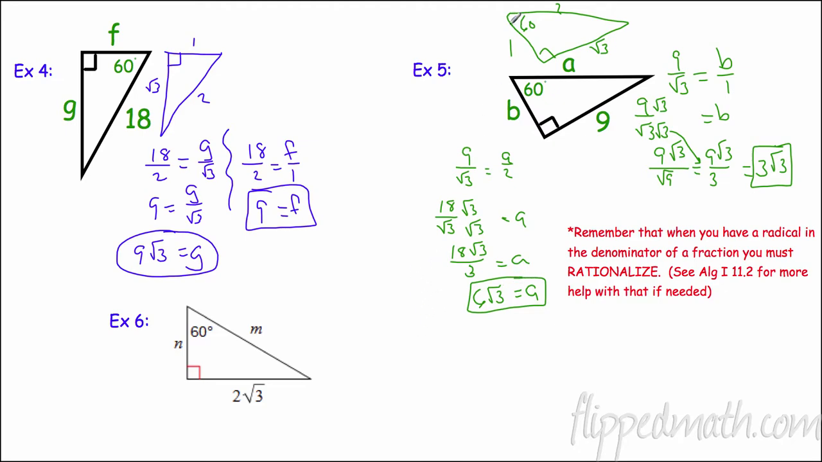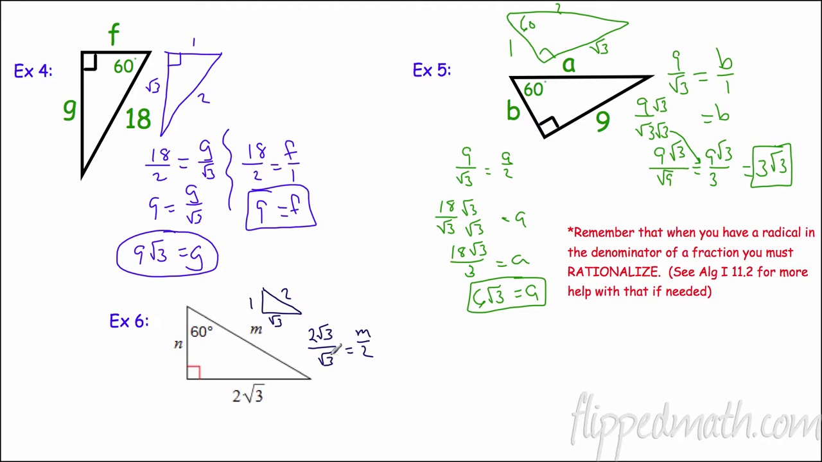This is a lot of work, isn't it? Hopefully you understand this and see why all the work's important. I think it's going to help you in a second when I show you a trick. So, across from 60 is radical 3, across from 30 is 1, and across from 90 is 2. Here we go. 2 radical 3 is the same as radical 3, as m is to 2.